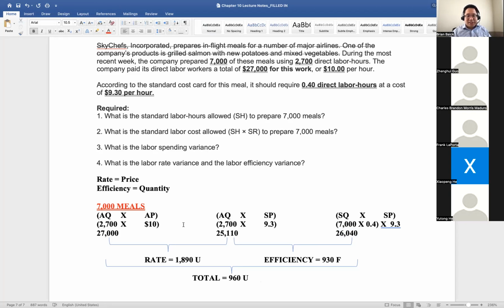I love how this book tries to make your life more difficult. Look at number 1. It says, what is the standard labor hours allowed? SH to prepare 7,000 meals. Please, SH. Standard hours, standard quantity. Well, what is the SQ? I think we figured that out over here. Isn't it this part here? SQ, 7,000 times 0.4, it's 2,800. That's the answer, 2,800.